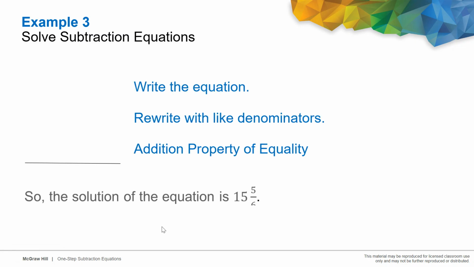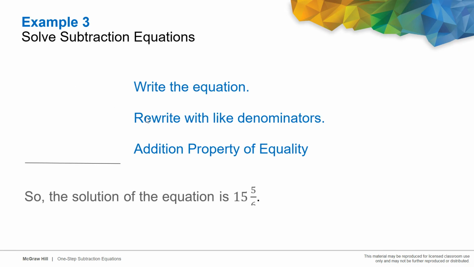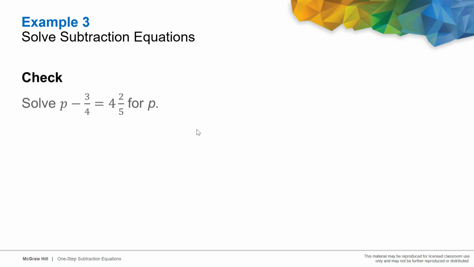This is in your book. I actually don't even really want to go over this example. You do it the same way. You want to make sure that the denominators are common, and then you add on both sides, and then you should end up with the solution of 15 and 5/6. Sorry, I don't know what's going on with the slides. It's glitching out. But that is the end.